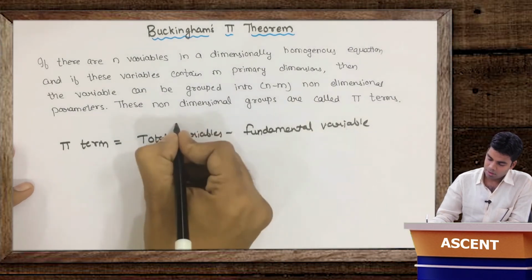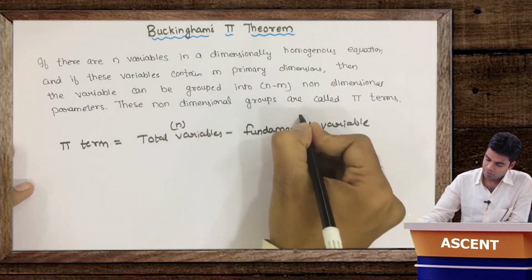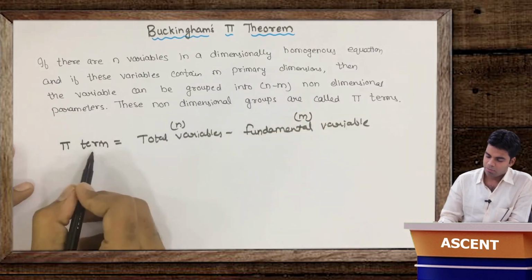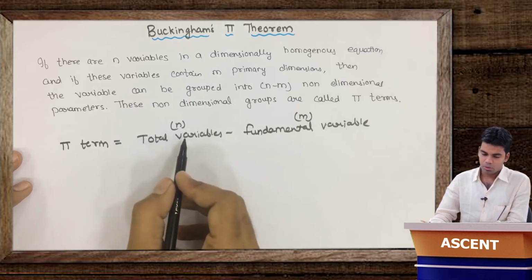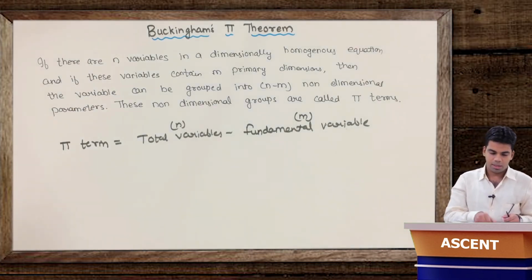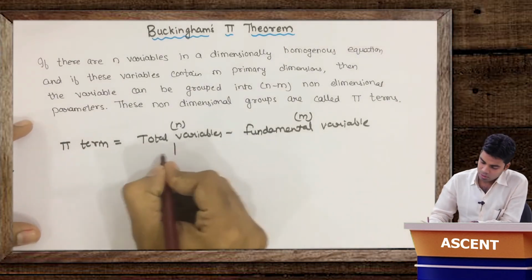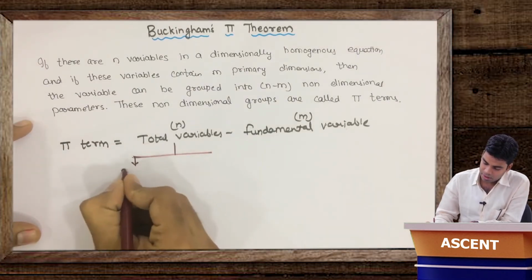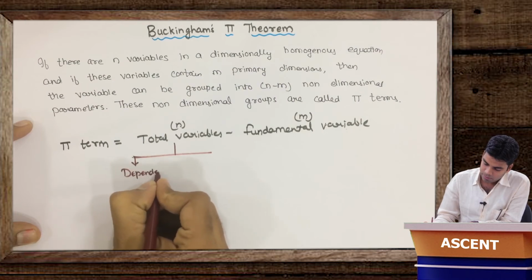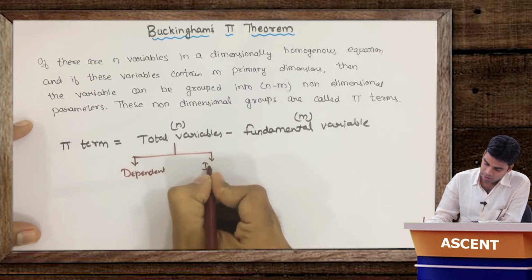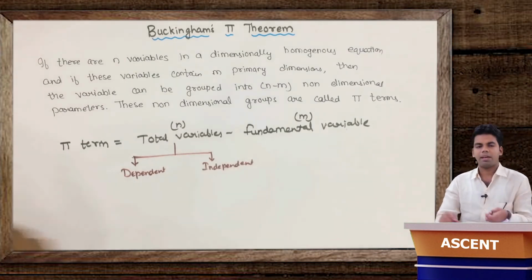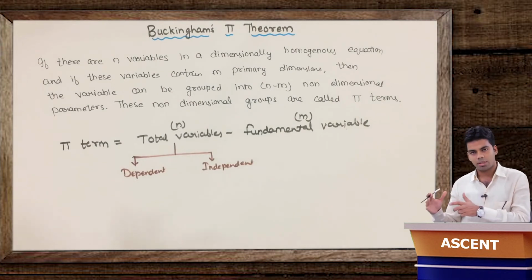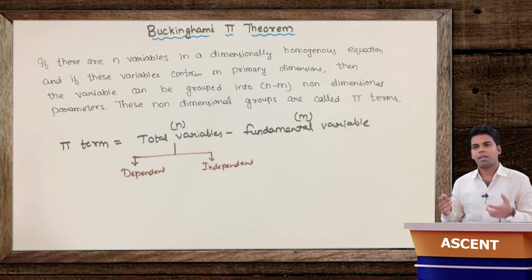Okay, total number of variables is, let's suppose, n, and fundamental variables is, let's suppose, m. Then the total number of pi terms is a non-dimensional term, so the total number of pi terms is equal to n minus m. Now further, these total variables can be either dependent variables or independent variables. A dependent variable means the variable which depends upon other variables, and the variable which does not depend on any other variable is an independent variable.